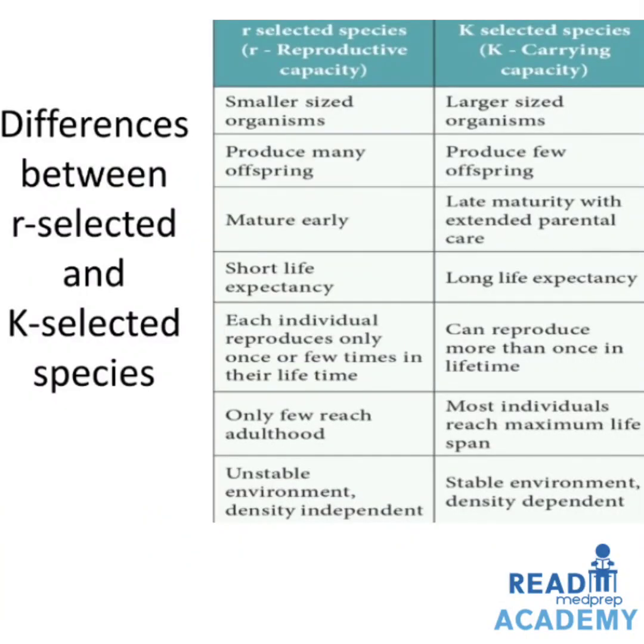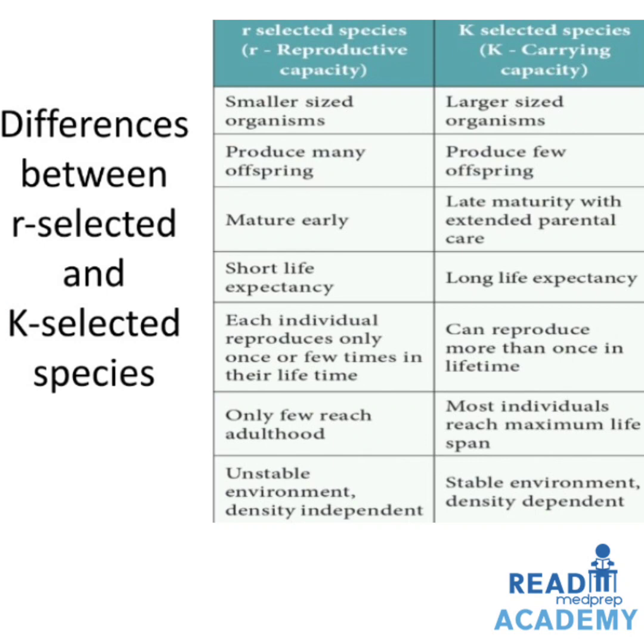You can see here the differences between R selected and K selected species. R selected species, otherwise called reproductive capacity, have smaller sized individuals, whereas K selected species, or carrying capacity, have larger sized organisms. R selected species produce many offspring, whereas K selected species produce few offspring. R selected species mature early, while K selected species mature late with extended parental care. R selected species have short life expectancy, whereas K selected species have long life expectancy.